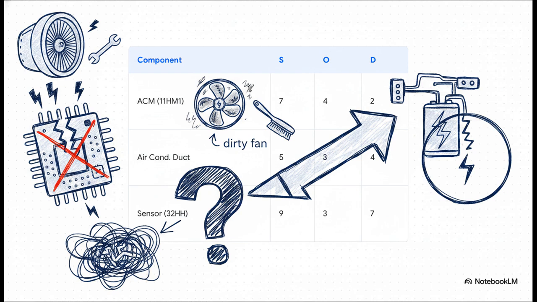Severity measures the impact of the failure. Occurrence measures how often it happens, and detection measures how difficult it is to catch. Notice that sensor at the bottom? It has a massive severity score of 9 because it can cause an entire pack shutdown. Even worse, it has a detection difficulty of 7. Intermittent electrical faults are notoriously brutal to catch during a quick visual turnaround, especially compared to a dirty fan, which scores a highly detectable 2.